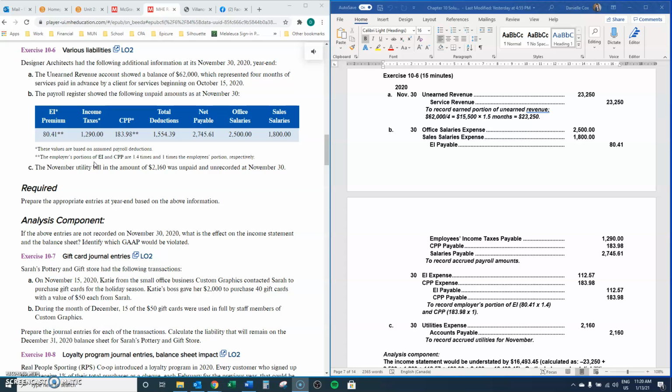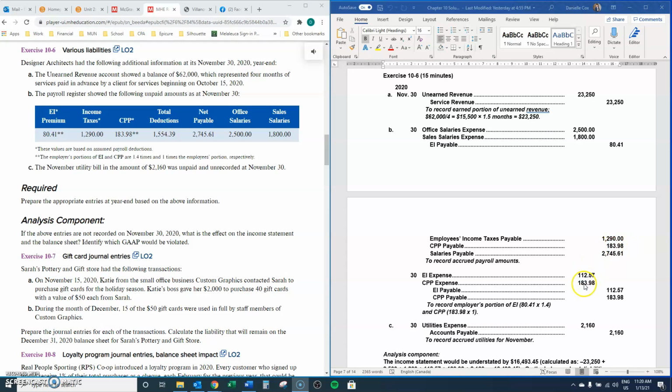that employers have to pay CPP and EI, the employer portion. EI is 1.4 times the amount that the employee pays, and CPP is the same. So for EI, it was $80.41. The employer's portion is $80.41 times 1.4, which is $112.57. CPP is going to be the same. So CPP here for the employee was $183.98.